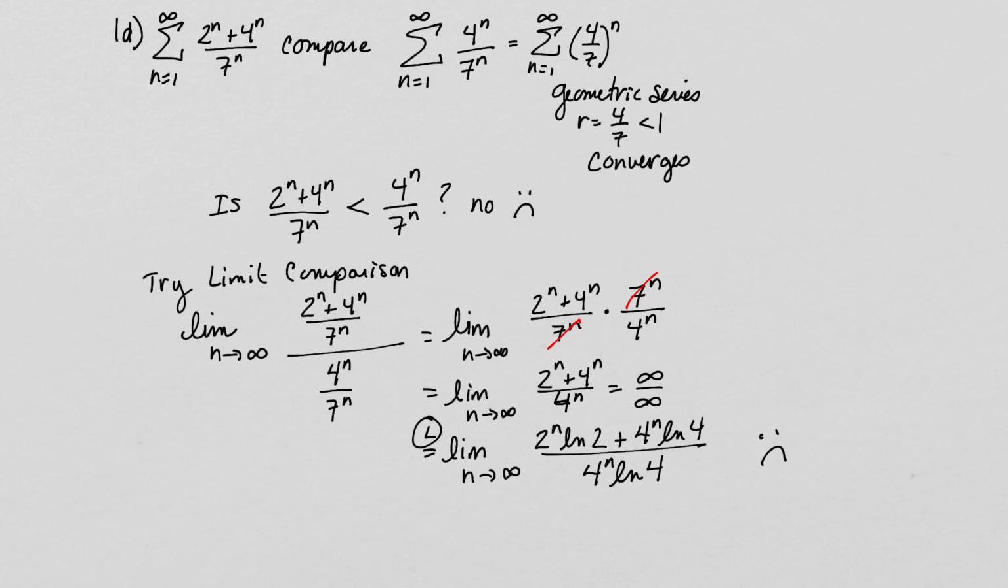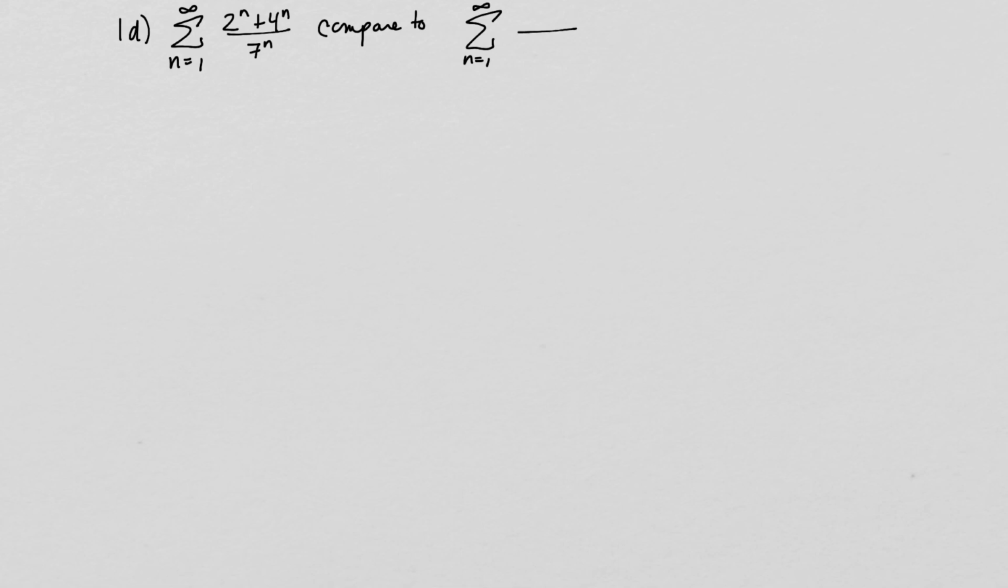Okay, so let's start again. So we have the summation n equals, was it a 1? Yeah. n equals 1 to infinity, 2 to the n plus 4 to the n over 7 to the n. Okay, so I'm going to pick something else to compare to. So n equals 1 to infinity. So I'm going to keep the 7 to the n on the bottom, right? The 7 to the n on the original, there's nothing else there. There's nothing else for me to do.